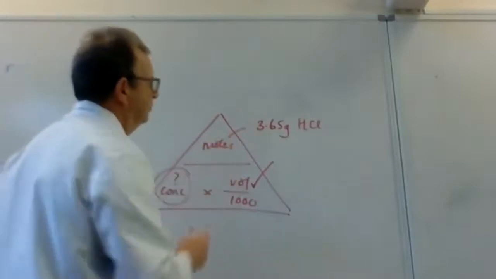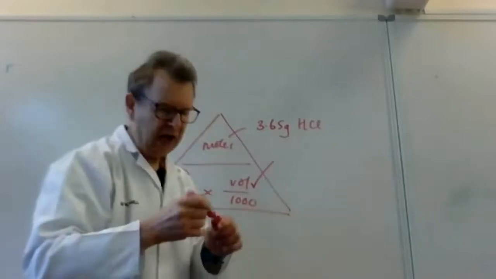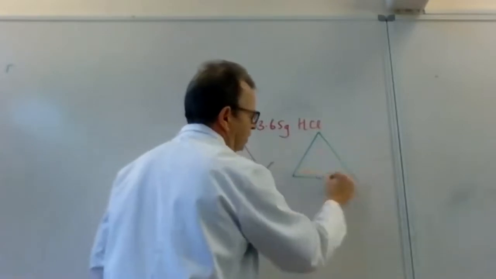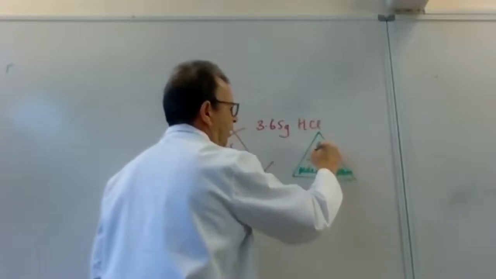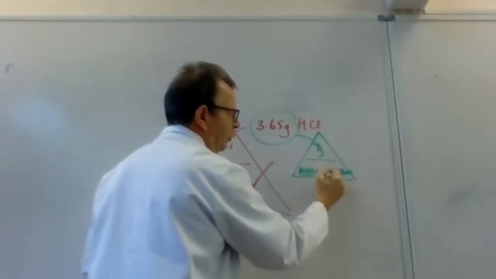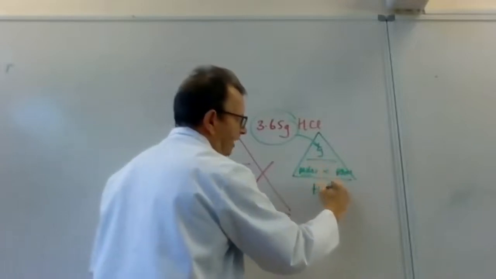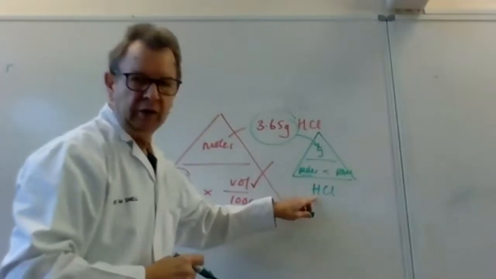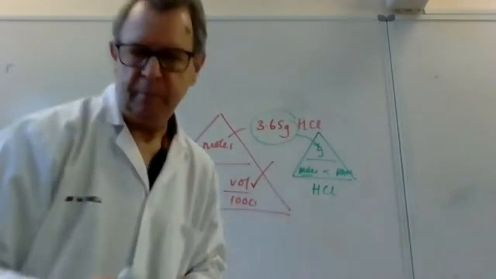So if I've got 3.65 grams, that's not moles. Oh, but wait a minute. This is grams. If this is grams, I can use the first triangle. That's the moles, grams over RMM underneath. And these grams can go here. The moles, which is what we want, will be the grams over the RMM. Now, HCl is pretty simple. You need a periodic table, and you need to look up the mass of 1 hydrogen, 1 Cl, and add them together.